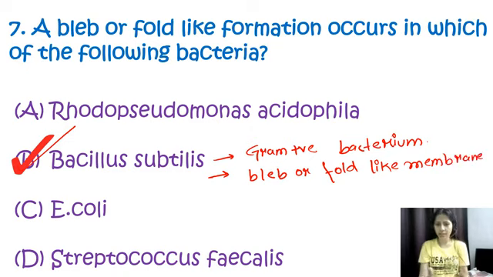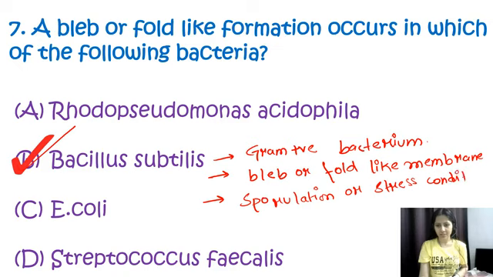Particularly during sporulation or under any stress conditions, they basically form a bleb or fold-like membrane. These structures are part of the cell's adaptation mechanisms and can be involved in processes like secretion or cell division. So over here my correct option is B, that is Bacillus subtilis.